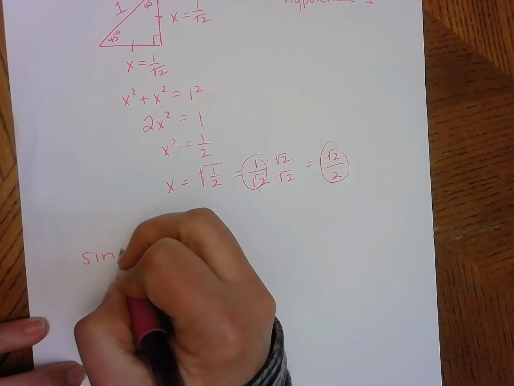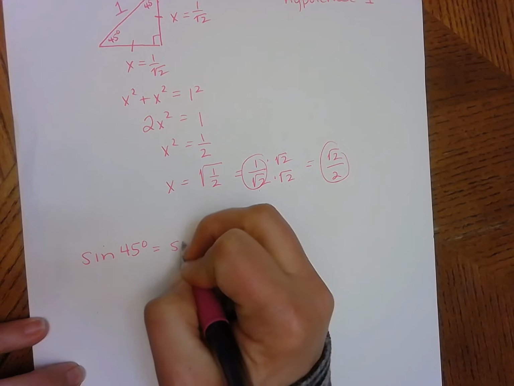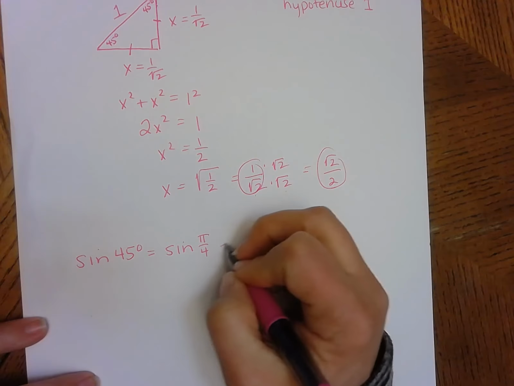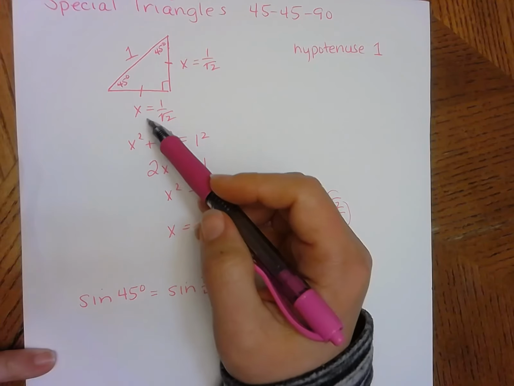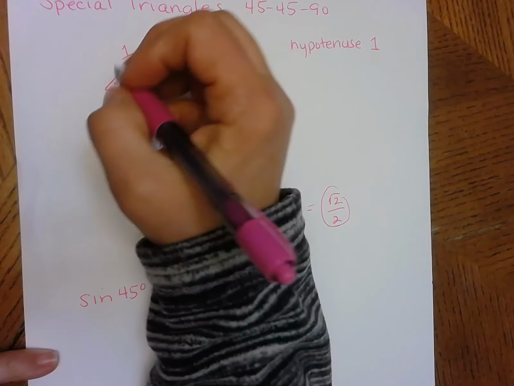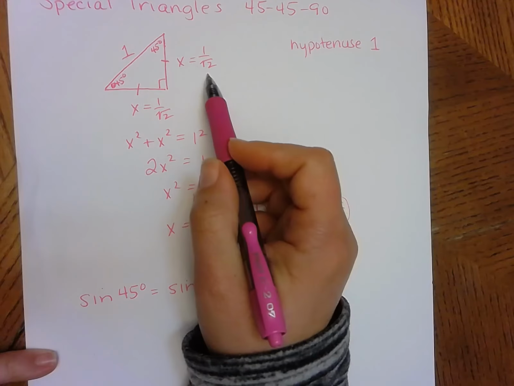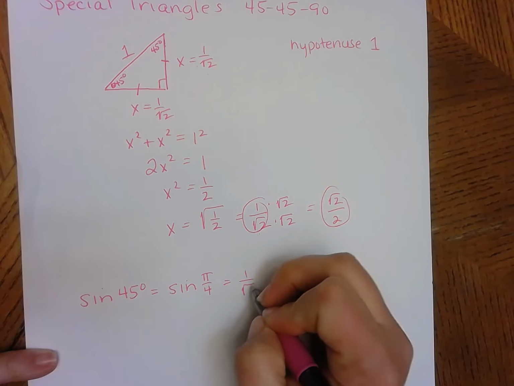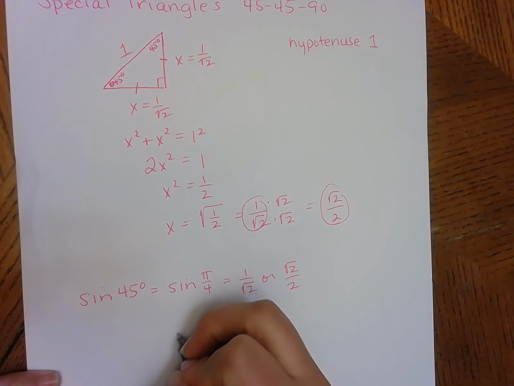So sine of 45 degrees, which is also equal to sine of pi over 4 if I converted it, is equal to, okay, if my hypotenuse is 1 in this particular case, it doesn't even matter because I'll put my theta right here. Theta would be 1 over the square root of 2, opposite over hypotenuse, which is just 1 over the square root of 2. Or, if you are like me, square root of 2 over 2. Either one is perfectly fine.